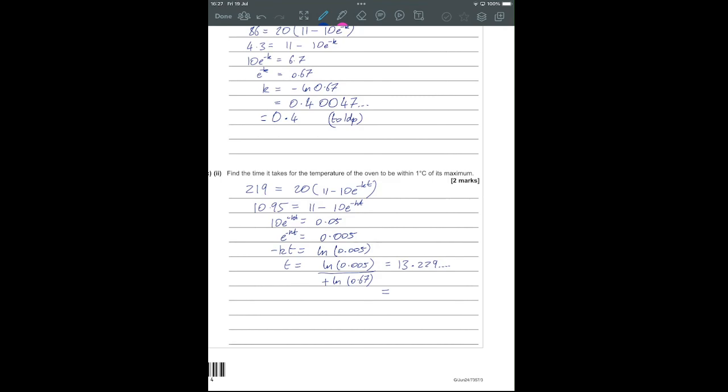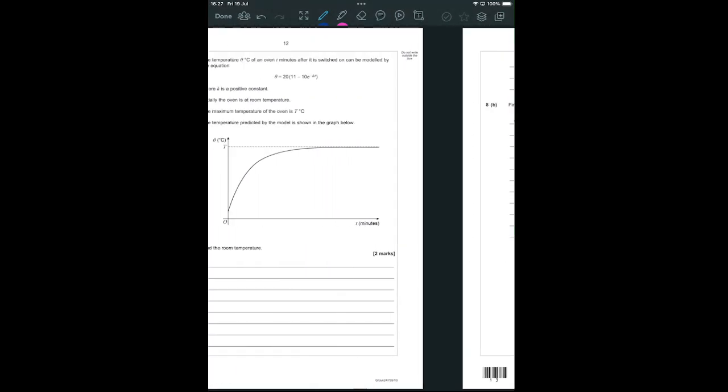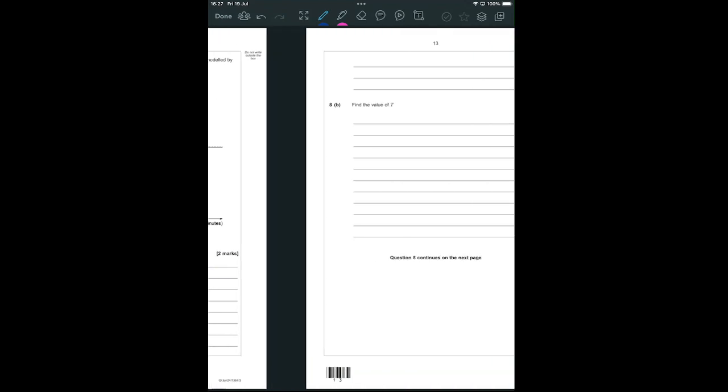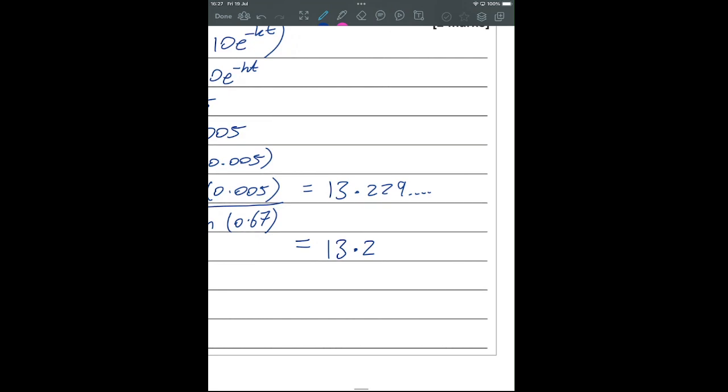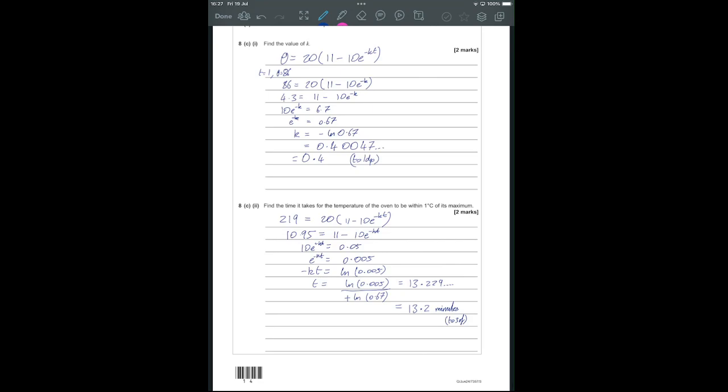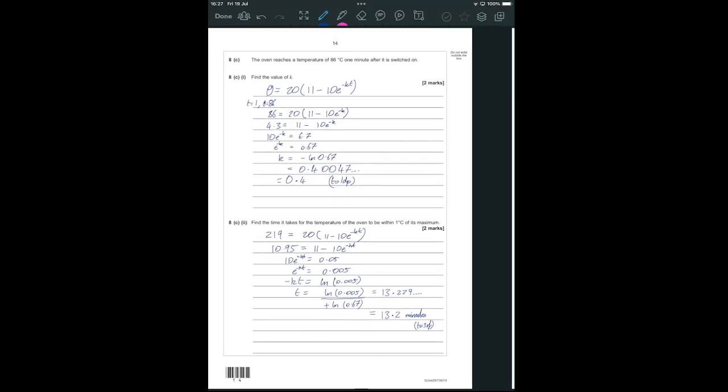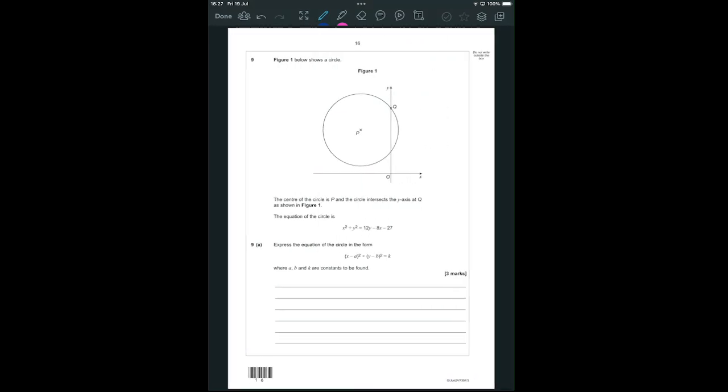Find the time taken. Again, I'm giving them an overly detailed answer. So it's 13.2. Let's check the context. T is in minutes. So 13.2 minutes. And let's just tell them I rounded it to 3 sig fig. So if you're baking or cooking and you need your oven at basically 220, it'll take you about 13 minutes to get very, very close as a preheat.